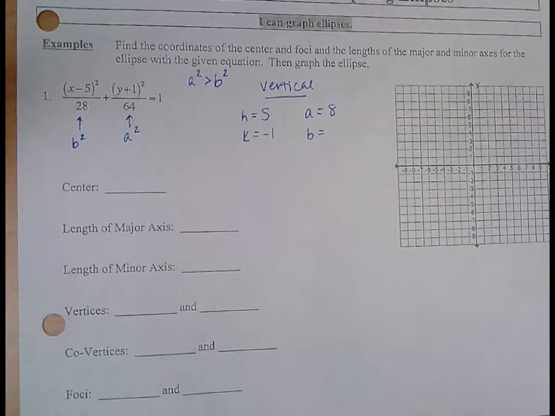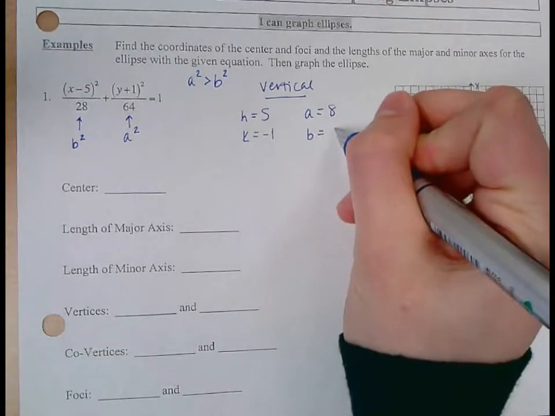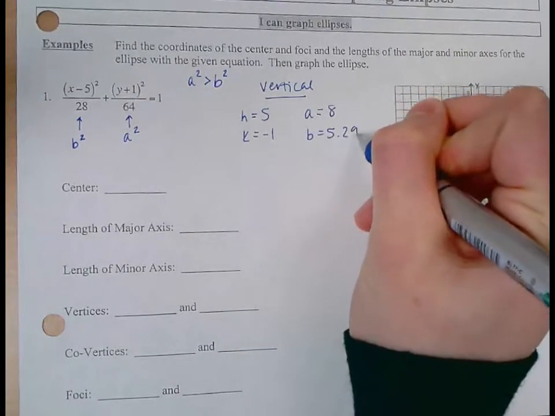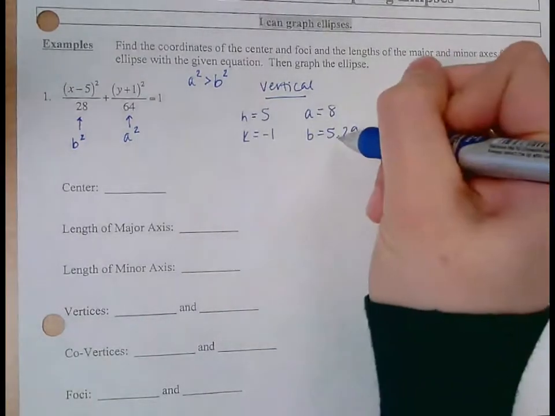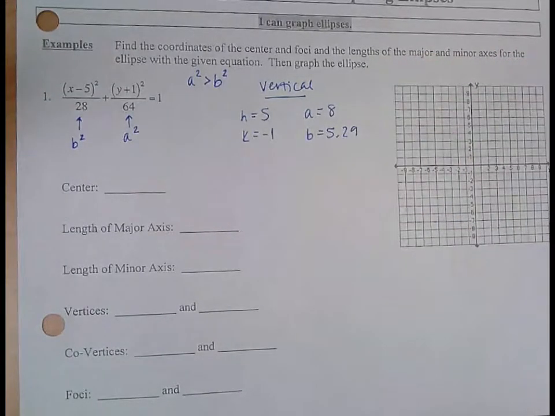B squared is 28, so B is going to be the square root of 28. I do want you, when you're graphing, to get a decimal approximation because we'll need to be plotting points that involve that B value. So if I take the square root of 28, and you can round to either 2 or 3 decimal places, that doesn't matter to me. I'll round to 2. So B is approximately 5.29. But if you had 5.3, that would be fine too. Just don't round it to the nearest whole number.